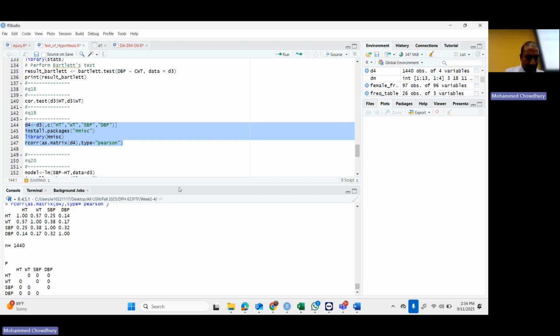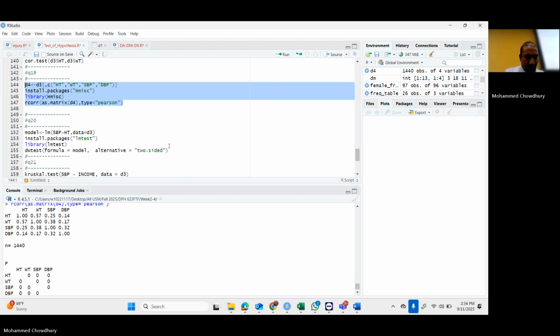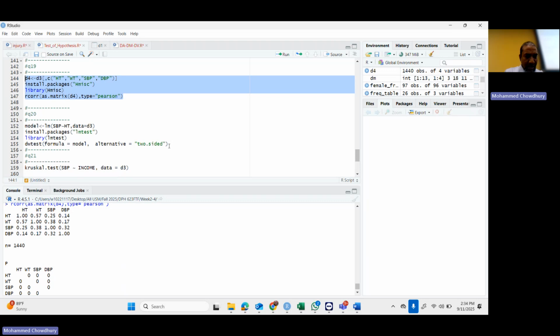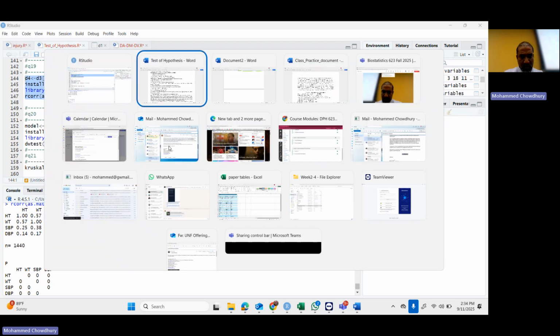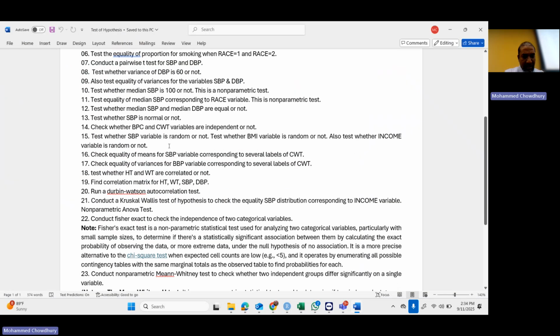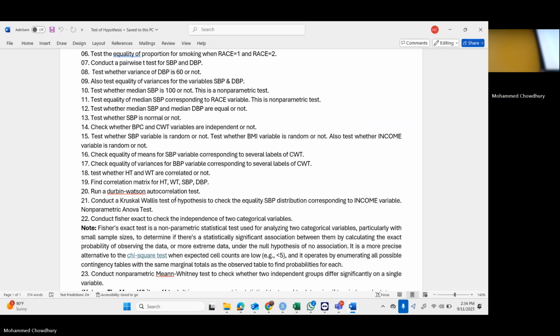Okay, then question number 20. We want to check question number 20. Let me go and check. Run a Durbin-Watson autocorrelation test. Okay, what do you mean by autocorrelation? See, when you collect the data by time, that is called time series data. Time series data is automatically found to have correlation. On what? Their errors, the residuals. That could be checked by the Durbin-Watson test.